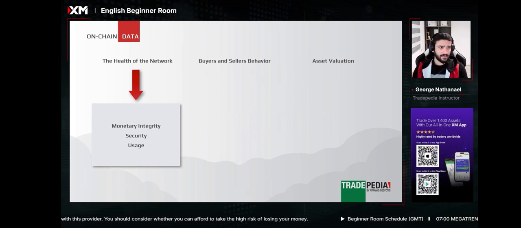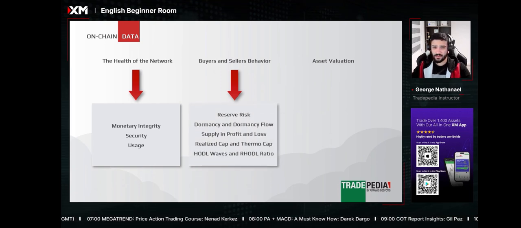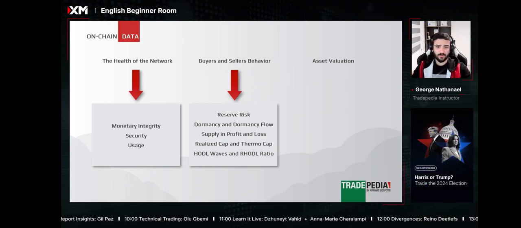Now, buyers and sellers behavior. This helps investors identify Bitcoin price inefficiencies. For example, it can be assessed through metrics like the reserve risk, dormancy and dormancy flow, supply and profit and loss, realized capitalization and thermal capitalization, as well as hold waves and the realized hold ratio.